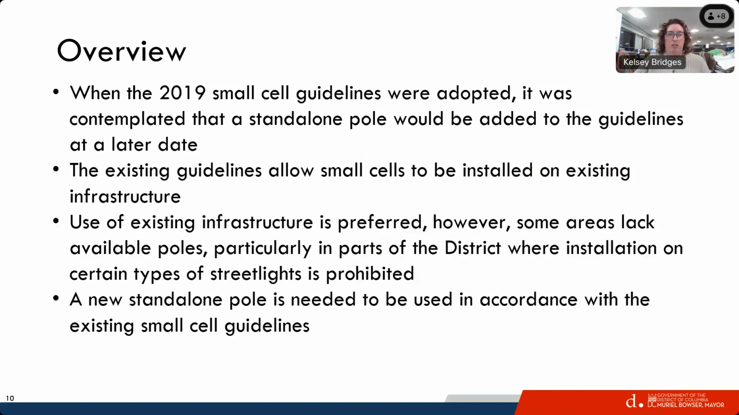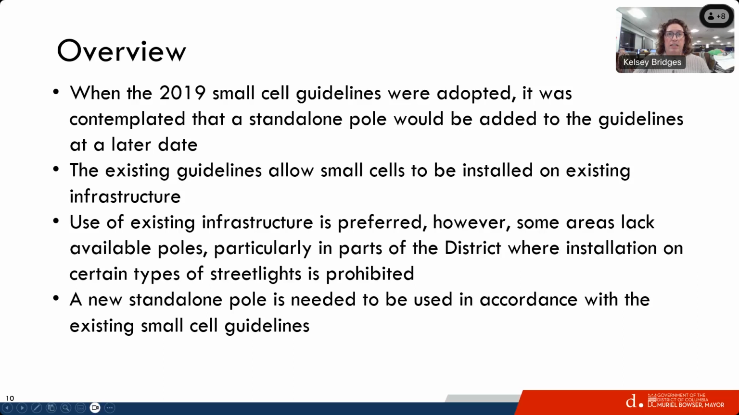Essentially, in 2018, when the small cell guidelines were adopted, it was contemplated that there would be a standalone pole added to the guidelines. There are placeholders within the guidelines that talk about the design of the pole. There are guidelines in place that already talk about distance, spacing, and things like that that were adopted in 2019. But we're here today specifically to talk about the pole itself.